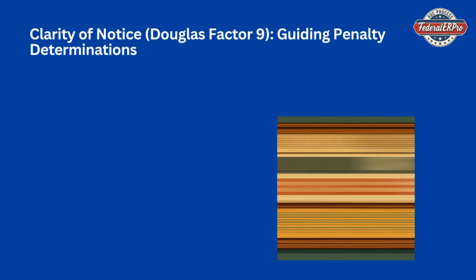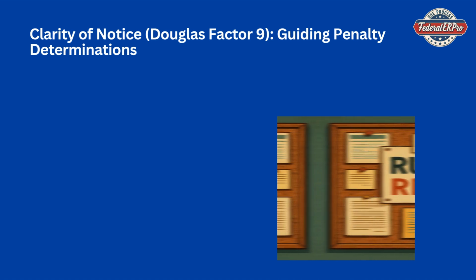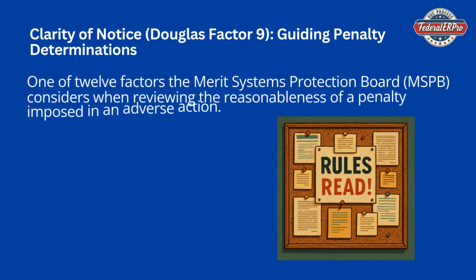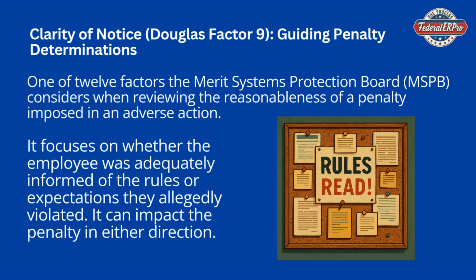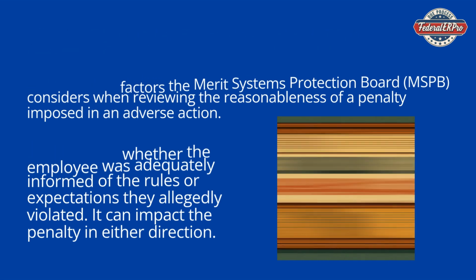Now, let's pivot to clarity of notice. That's Douglas factor number 9. This one isn't about due process notice. It's about finding appropriate penalty by asking, was the employee clearly informed of the rules or expectations they broke? If not, that could reduce the penalty. But if the rule was clear and well communicated, it could support a stronger penalty.